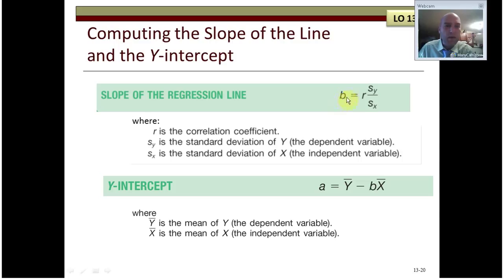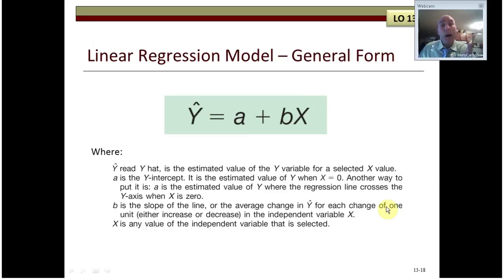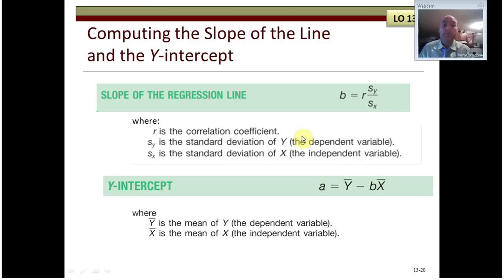We've solved for b previously. We've plopped that in there. We've got y bar and x bar. Now we can solve for a. That brings us back to having solved for a and having solved for b. If we want to make some prediction about y, solving for y hat, we would need an input x, how many sales calls were made.